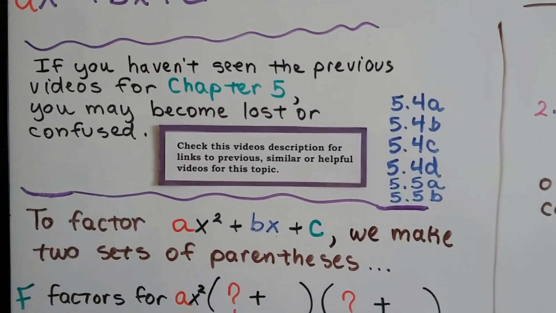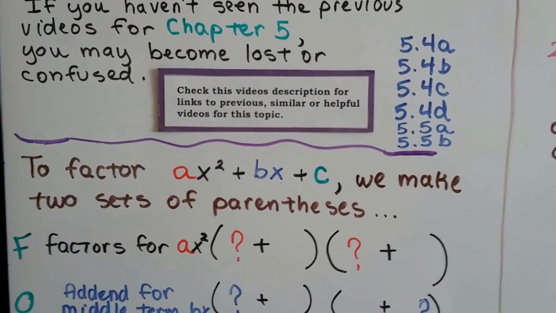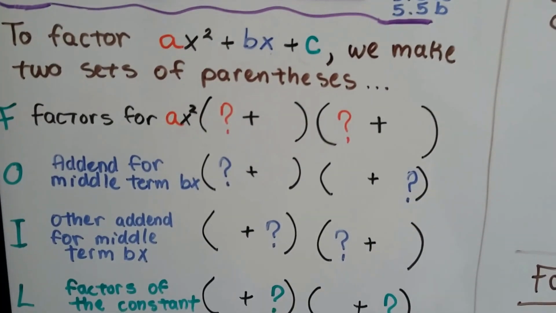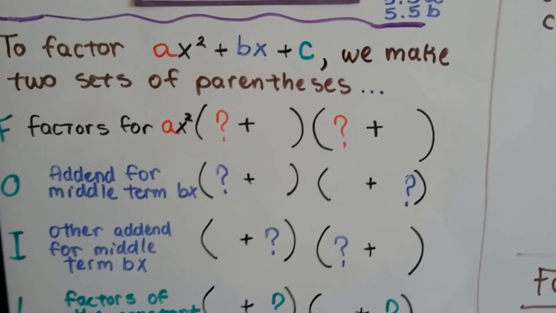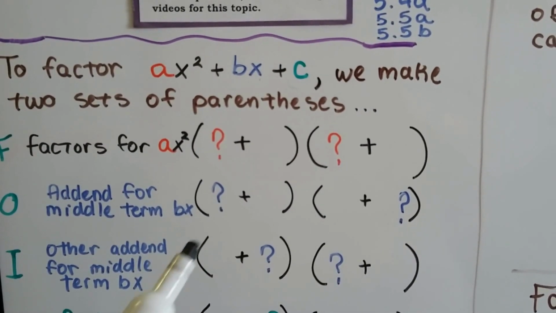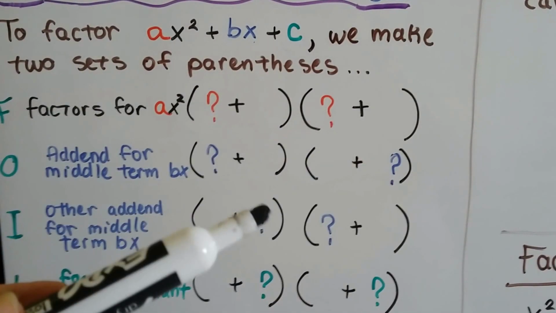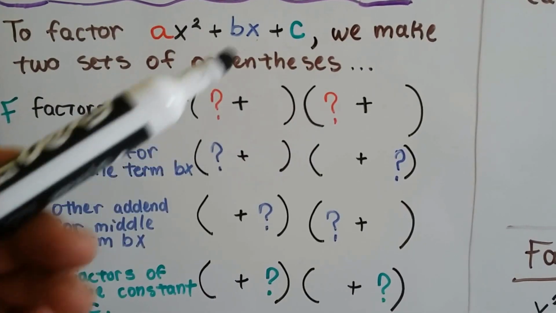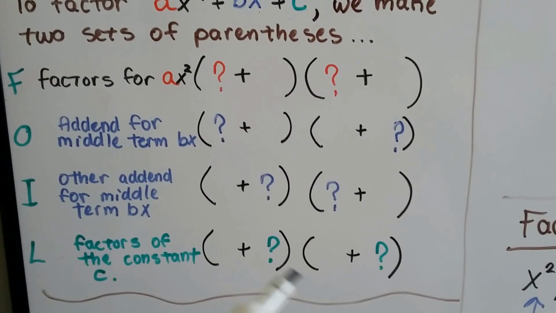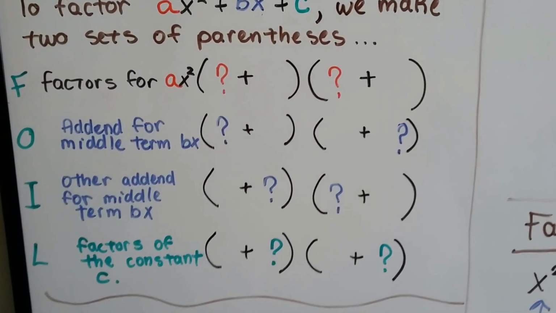So to factor Ax²+Bx+C, we make 2 sets of parentheses. We have to think of how we would FOIL. The factors for Ax² would be in the first spot of each parentheses. Then, for the Bx, it's going to be this outer one and this inner one added together to equal that Bx. And these last values would be multiplied together to get that constant C.